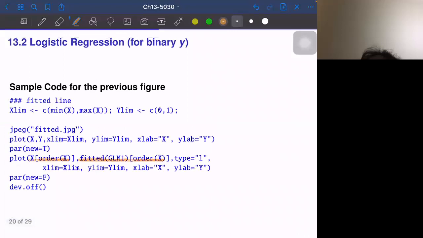So in this video, we studied two concepts. One is the confidence interval for beta hat, which is more complicated than in the linear model. And then the fitted value of x. We have a ready-made function, and also we can calculate it from the inverse logit function.